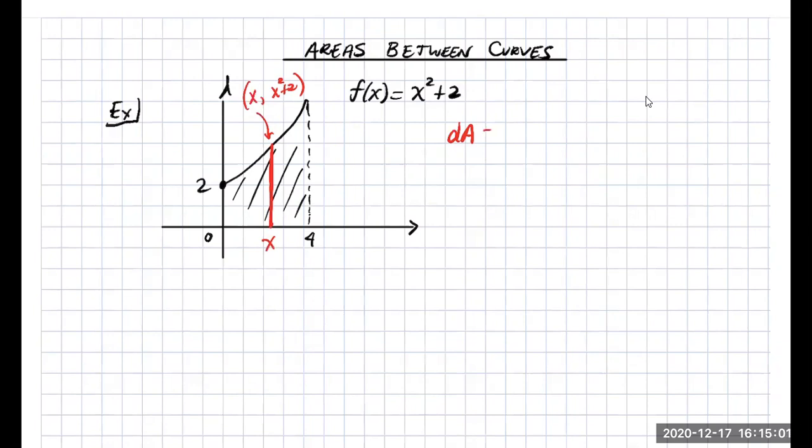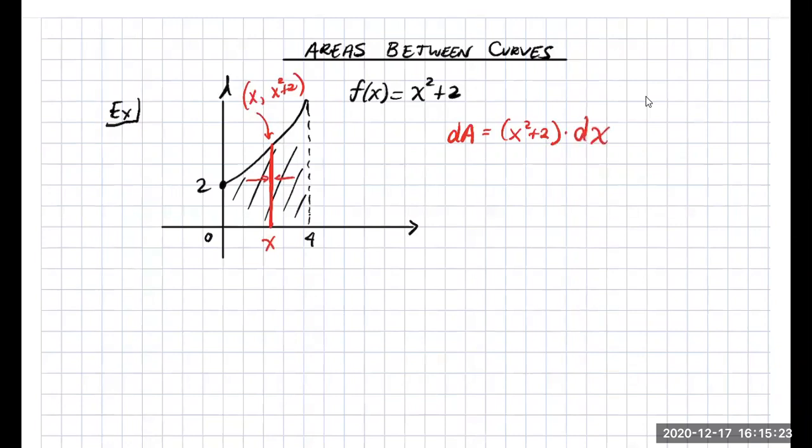So here, because it's a thin rectangle, the area of this rectangle is going to be the length times the width. Now the length is given by the height of the rectangle, in other words, the y coordinate. And then we multiply that by the width of the rectangle, the horizontal width, right, which would be this, very, very thin. We called that dx.